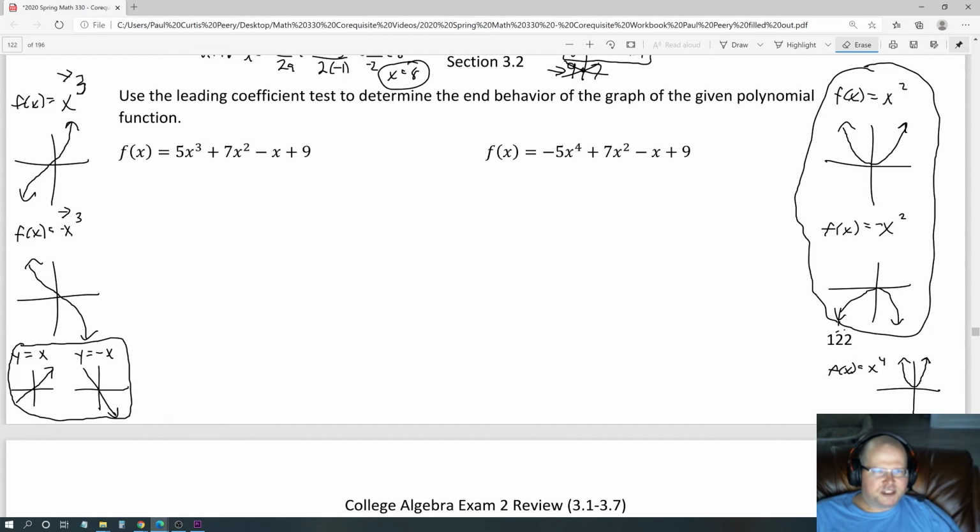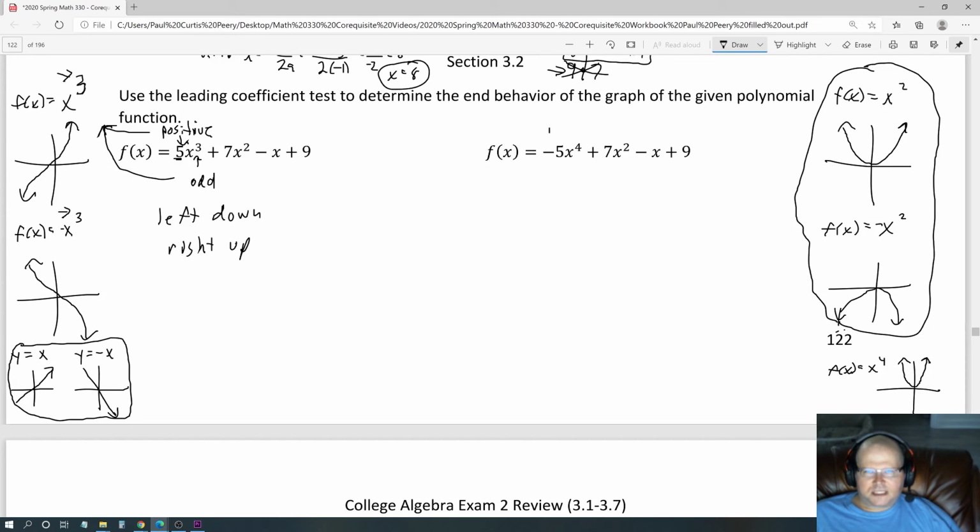So let's interpret these. Using the leading coefficient test to determine the end behavior of the graph of the given polynomial. Okay, so the leading coefficient is positive, right? And then the exponent 3, it's odd. So what does that mean? It's positive odd. That means it's going to look like this up here, right? Positive and odd, it's going to look like that over there. What that means is to the left is down, right? And to the right, it's up. That's what that means, right?